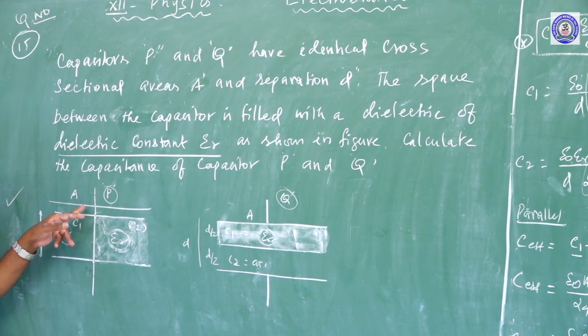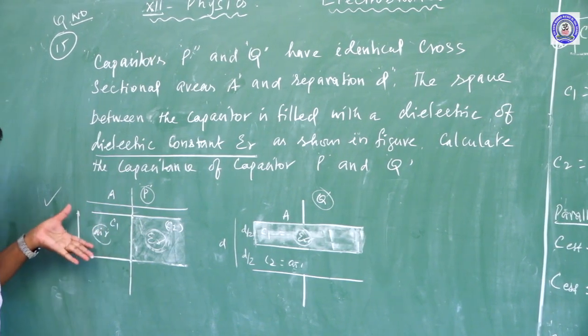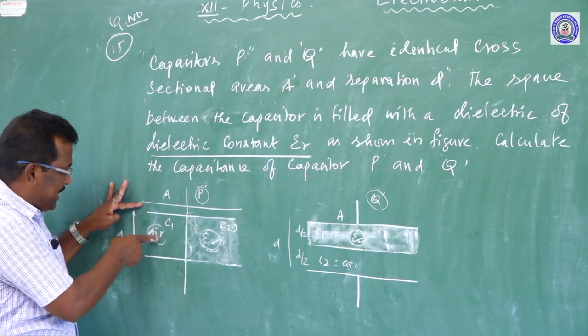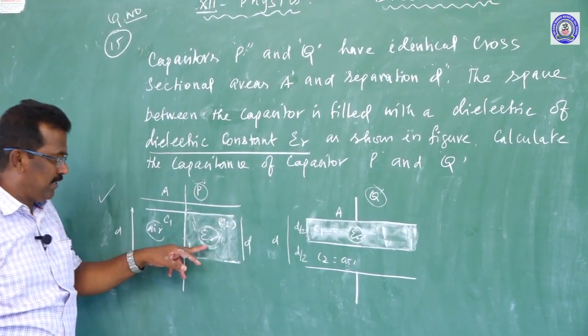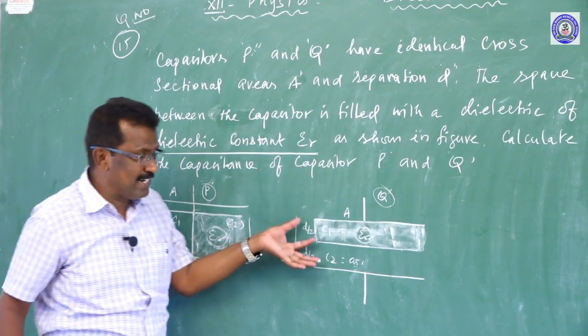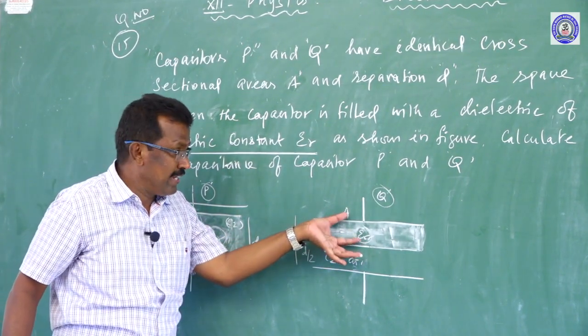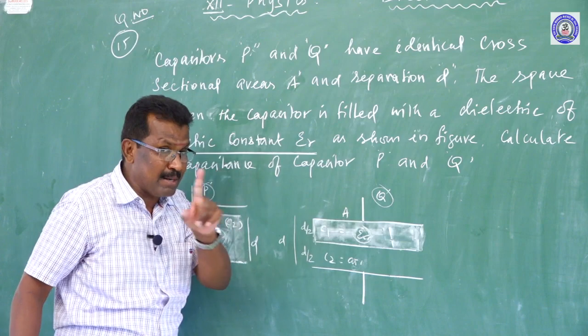In the previous case, the cross-sectional area became half, while the distance between the plates remained. See, the distance of the air medium is D. Here also the distance of the dielectric-filled part is D. Here the distance is D by 2, D by 2, and the cross-sectional area of the capacitor remains the same.